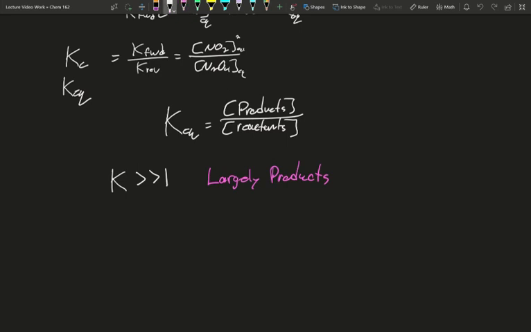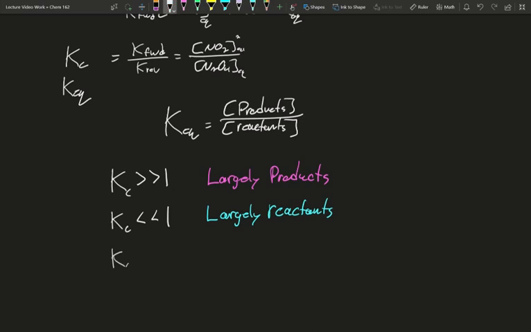If your equilibrium constant is much, much less than 1, well, how do you get a number less than 1 from division? You must have far more on the bottom and far less on top, so that when you divide, you get a decimal value much less than 1. If this is the case, then our material is largely reactants. This means the reaction has barely proceeded.